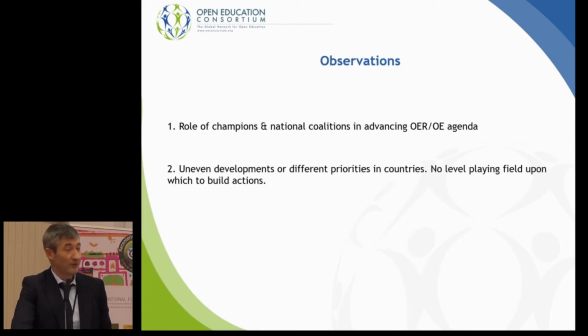A couple of observations I would like to make is in relation to the role of champions or national coalitions in advancing the OER or open education policy agenda. In many countries, the so-called policy wins can be attributed to the work of individual champions or national coalitions. Are there strategies that we can work on to support the work of these coalitions or national champions in those countries? Or create strategies that will help create the future cohort of leaders and champions in those countries? And the other observation I would like to make is that there are uneven developments in different countries. And so therefore there is no level playing field upon which to build action.